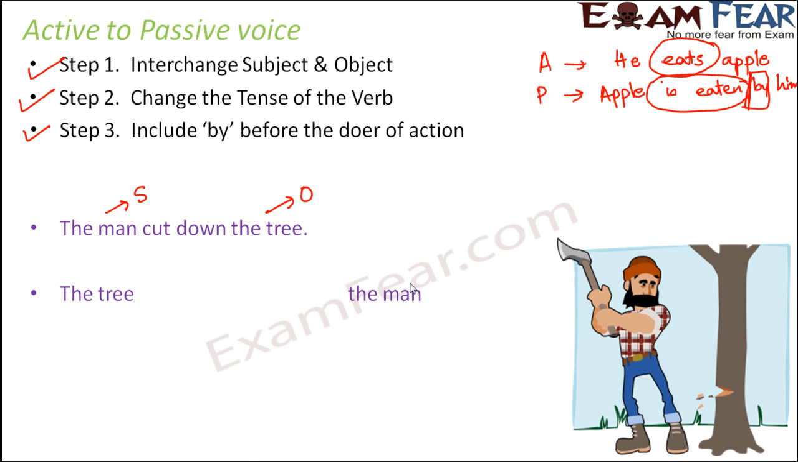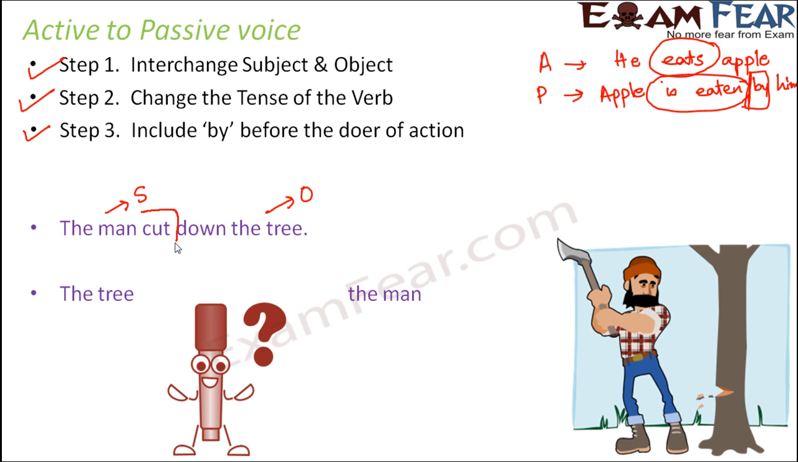Now, the more tricky part is step 2, because in step 2 we need to change the tense of the verb. The problem is how do we know what the tense of the verb should be? Whether it should be is cut, or was cut, or are cut, what it should be. That is the biggest challenge we have. Step 2 is the trickiest part as far as conversion of active to passive is concerned.